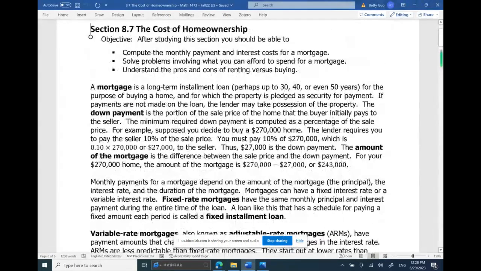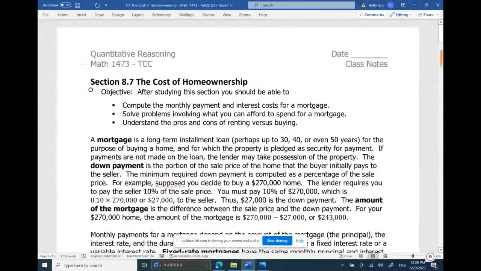Some concepts involved in taking a home mortgage. What is a mortgage? A mortgage is a long-term installment loan, perhaps up to 30 or 40 or even 50 years, for the purpose of buying a home, and for which the property is pledged as a security for payment. Technically, before you pay off the loan, you don't really own the home, the bank does.